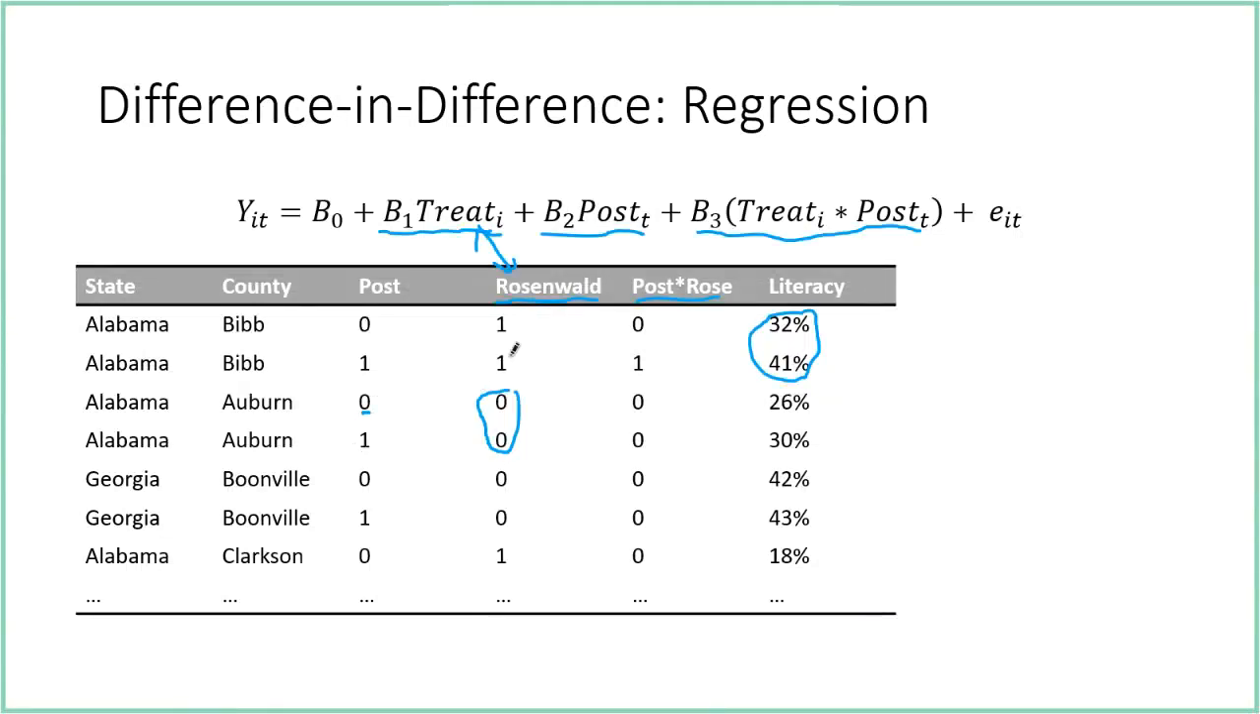And so because Rosenwald is equal to 0 in both cases, for Auburn County, both of their post times Rosenwald is equal to 0, because 0 times 0 is 0, and 1 times 0 is 0. And then you can do the same thing for Boonville County and for every county in the rural South. Doesn't mean the literacy rate isn't changing in these places, even if they didn't have Rosenwald schools built, but maybe it's not changing by as much, maybe it's changing by more, who knows? That's kind of what the goal of the study is to find out.